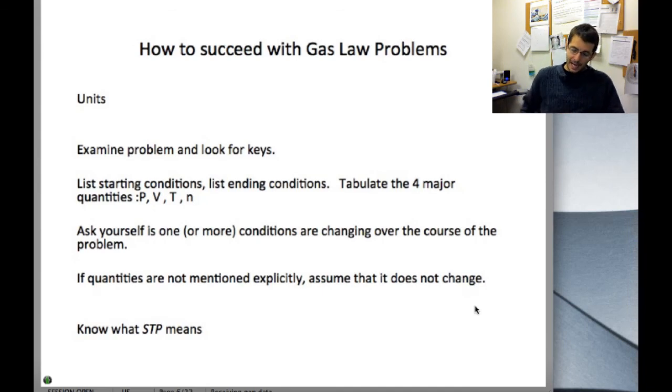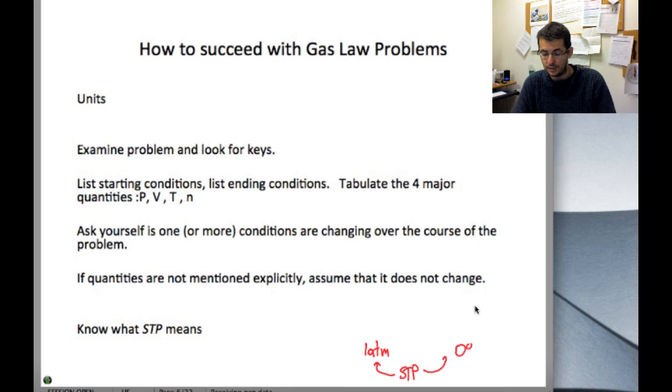So, and lastly, there's this idea of STP. Oftentimes you'll see it in shorthand notation. STP stands for standard temperature and pressure. It turns out that what that really means for you is a standard temperature and pressure of 1 atmosphere and a temperature of 0 degrees centigrade, or 273.15 Kelvin.